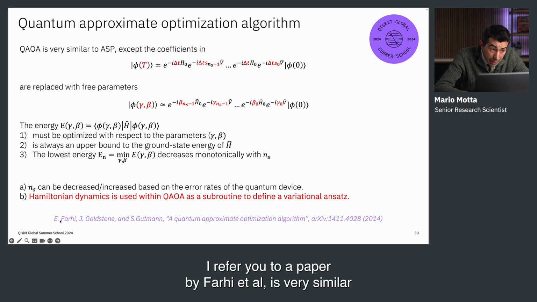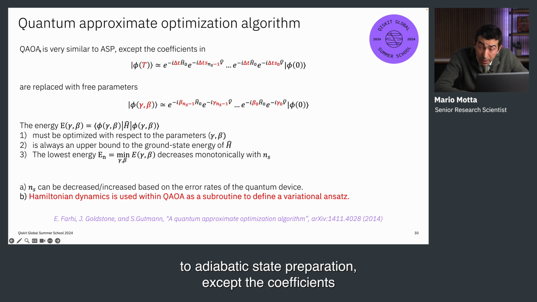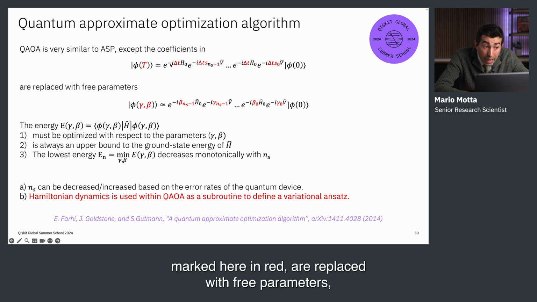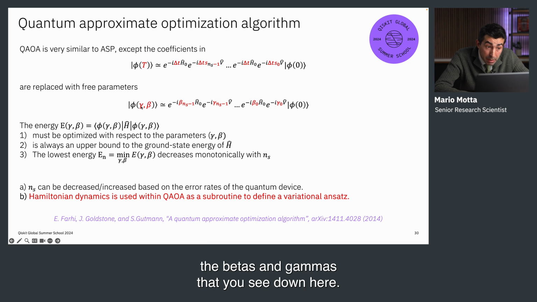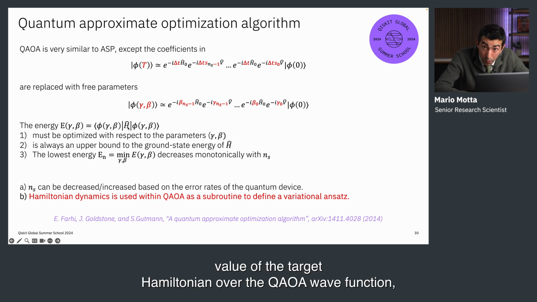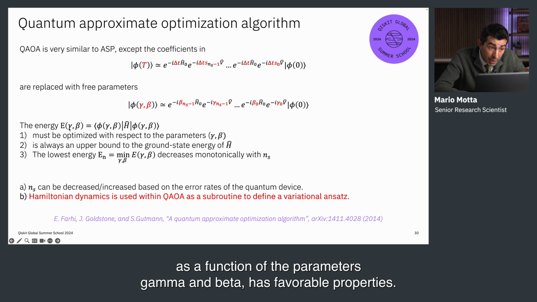QAOA, again I refer you to a paper by Farhi et al., is very similar to adiabatic state preparation, except the coefficients in the adiabatic state preparation wave function, marked here in red, are replaced with free parameters, the betas and gammas that you see down here. So the energy, the expectation value of the target Hamiltonian over the QAOA wave function as a function of the parameters gamma and beta, has favorable properties.